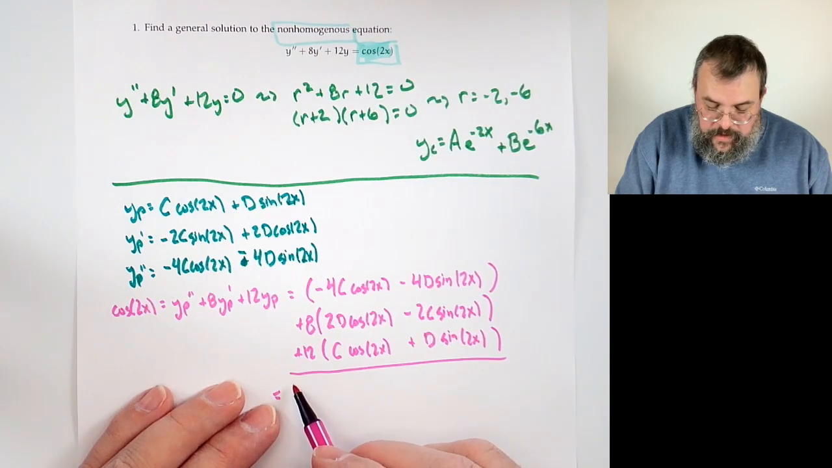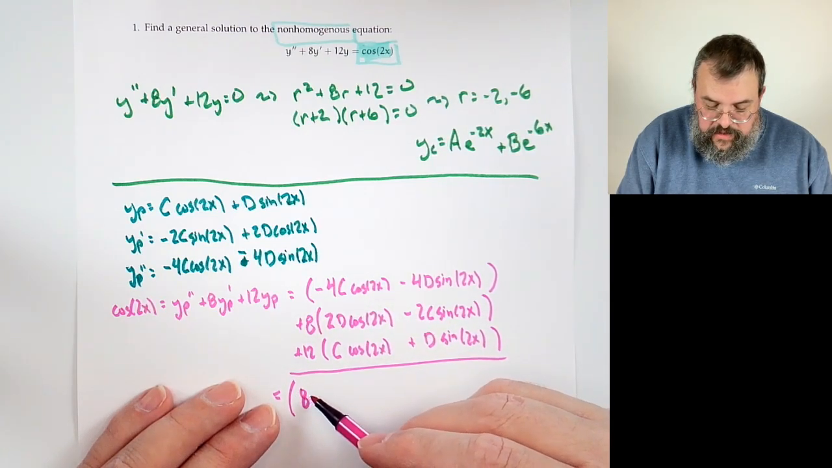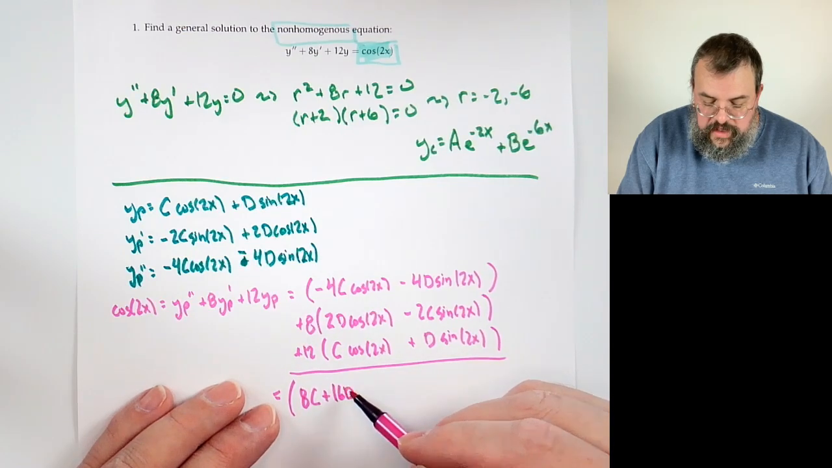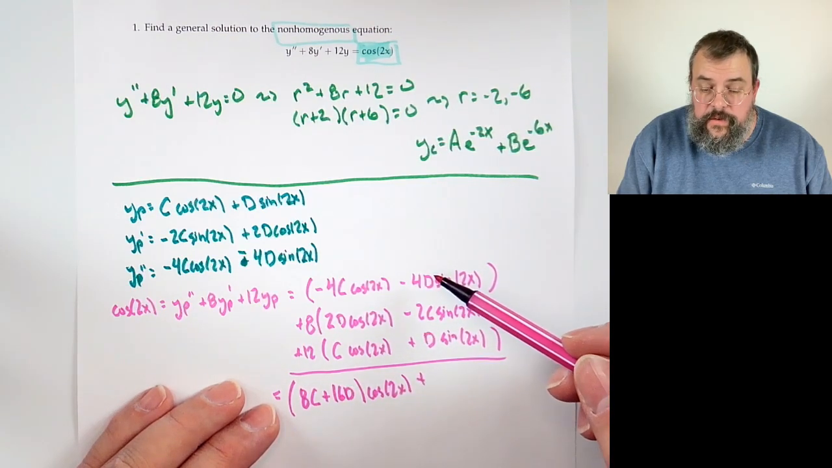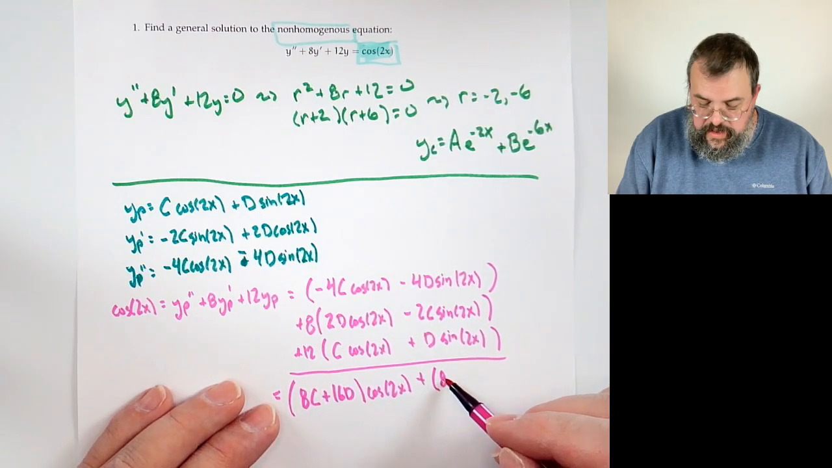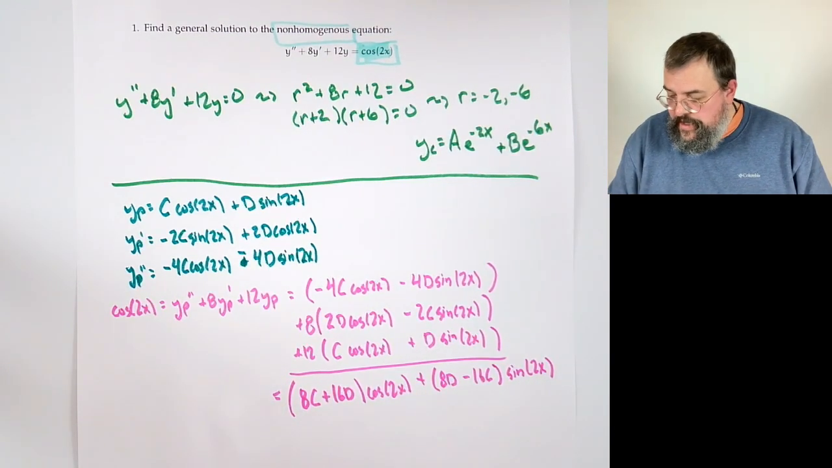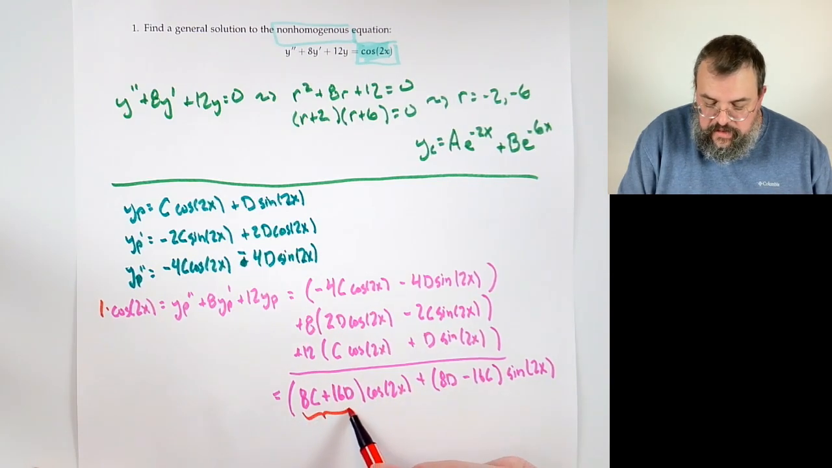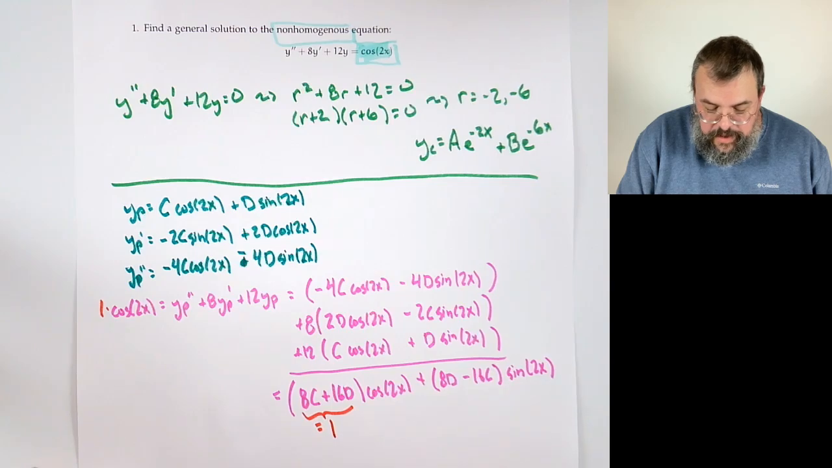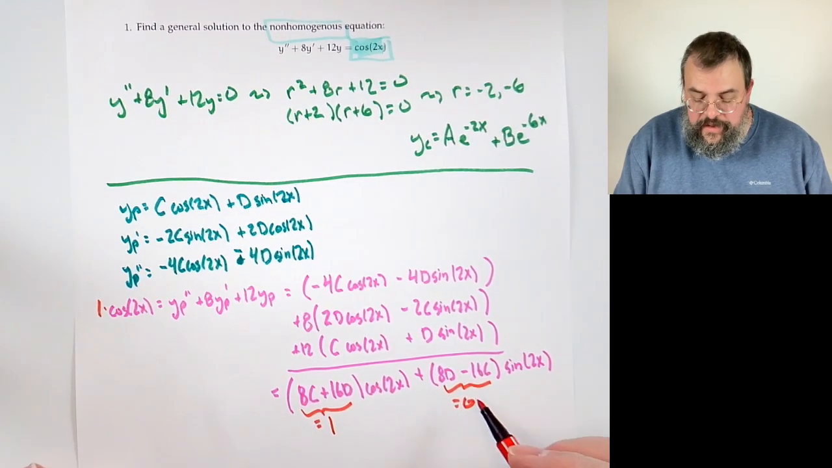What do we get? In front of the cosine 2x, we have minus 4c plus 12c, which makes 8c, plus 16d, because 8 times 2, and that's cosine 2x. And then in front of the sine 2x, we have minus 4d plus 12d, which is 8d, great. Then we have minus 16c, and that'll be sine of 2x. Now, the key here is to look at the coefficients. Over here, you have a 1 in front of the cosine 2x, so 8c plus 16d needs to be 1. There's no sine 2x, exactly. So 8d minus 16c better be 0.